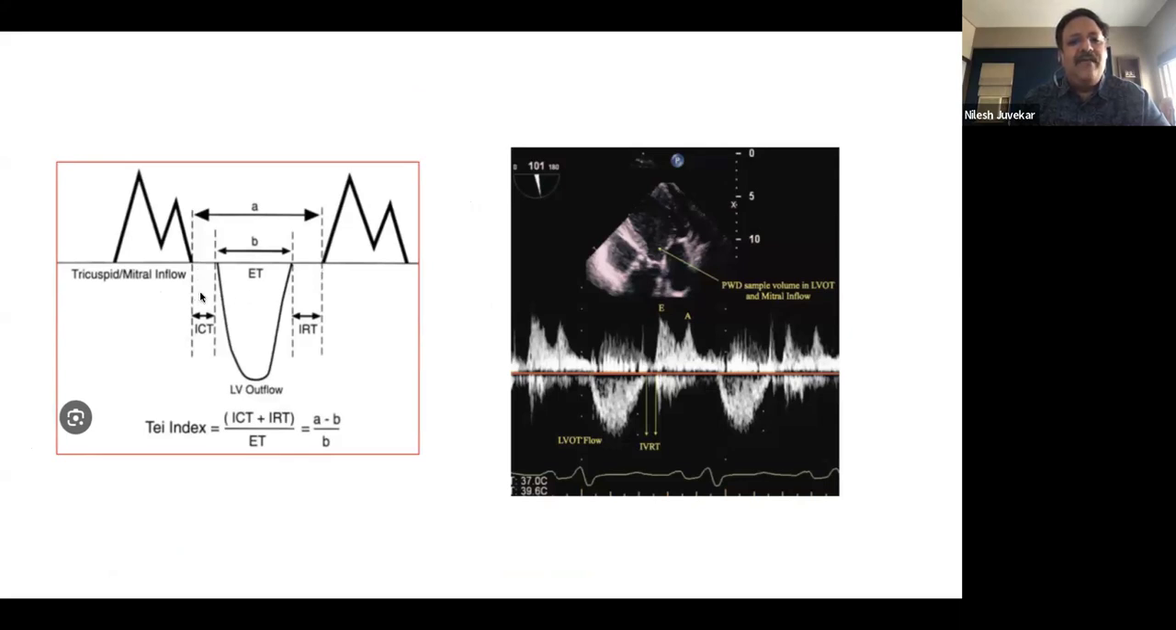So we can either take both these two separately and the ejection time separately and add them, or what we can do is take the distance from the end of the mitral inflow to the beginning of the next mitral inflow. So that is A, and the ejection time is B. So A minus B divided by B. That is simpler as compared to getting these two values separately. So it is very important to get this view and to place the pulse wave Doppler so that we obtain both LV outflow as well as the mitral inflow.